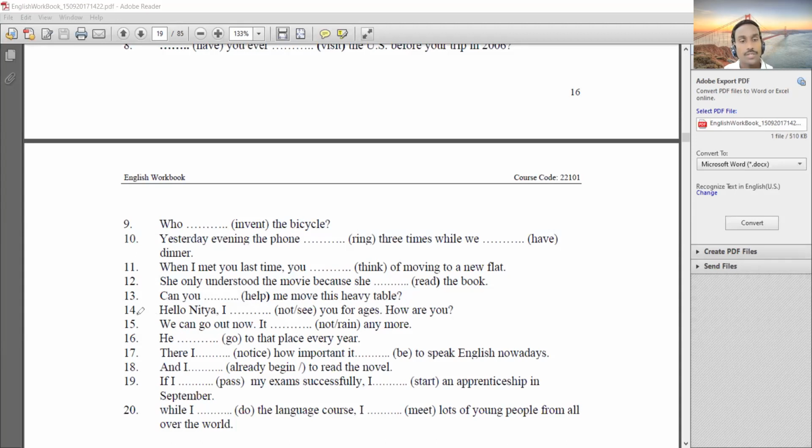Then the next, number 14, says, hello Nitya, I (not see) you for ages, how are you? Didn't see? Haven't seen. Haven't seen, not didn't see, because here greetings are there, hello Nitya, and how are you is in present tense, are is in present tense, so you can't use past tense like didn't see. Rather, it will be haven't seen. Present perfect we are going to use here. So it is going to become like this: hello Nitya, I haven't seen or have not seen. We are using have, then V3: see, saw, seen. So seen we are using. Hello Nitya, I haven't seen you for ages. How are you?